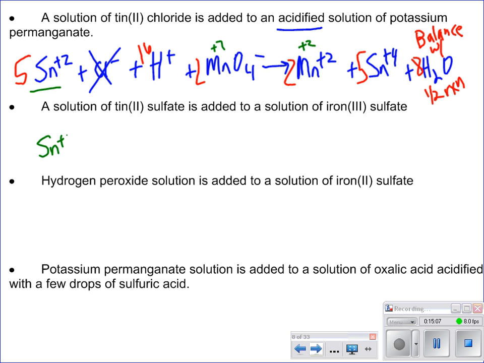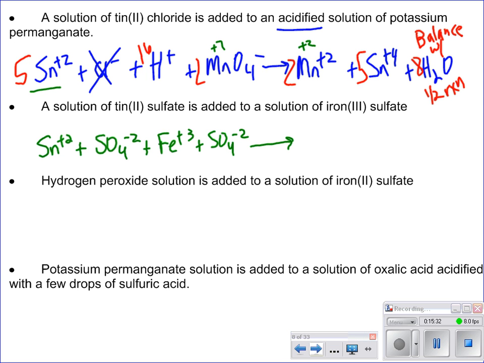Sn2+ and SO4 2-, right, is added to a solution of iron(III) sulfate. And it's a solution, so I can write that. Okay, we need to make redox happen. I don't see a rule here or anything. So I'm going to see, can I make something go up in charge and go down in charge with the rule go to metals first?